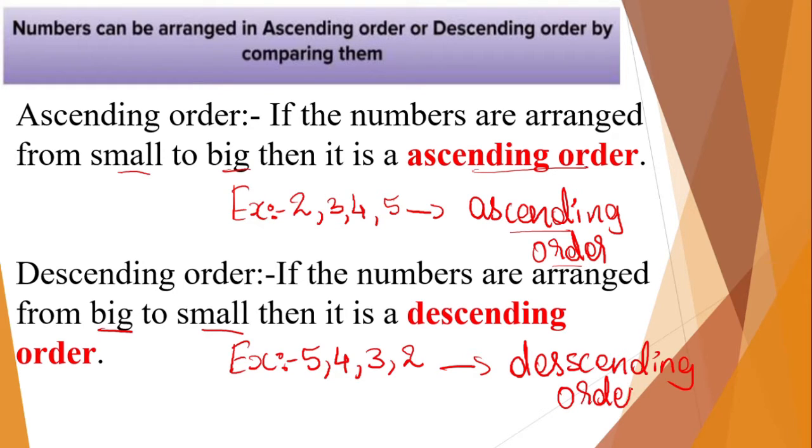So these numbers are arranged in descending order. In ascending order, the numbers are arranged from small to big, and in descending order, the numbers are arranged from big to small.